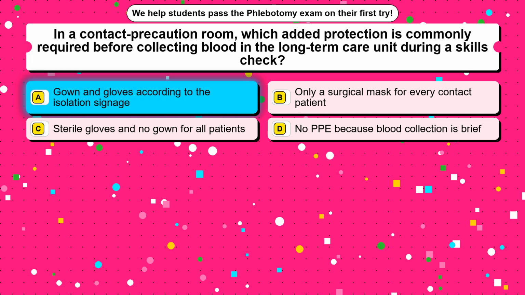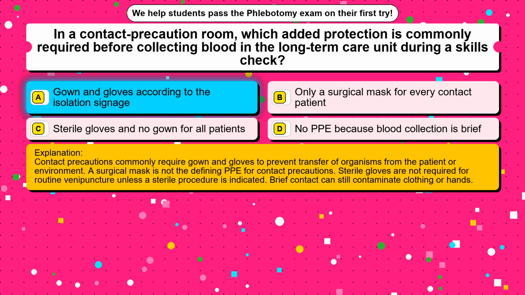The correct answer is option A. Gown and gloves according to the isolation signage. Contact precautions commonly require gown and gloves to prevent transfer of organisms from the patient or environment. A surgical mask is not the defining PPE for contact precautions. Sterile gloves are not required for routine venipuncture unless a sterile procedure is indicated. Brief contact can still contaminate clothing or hands.